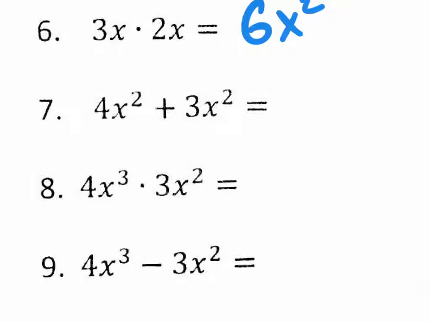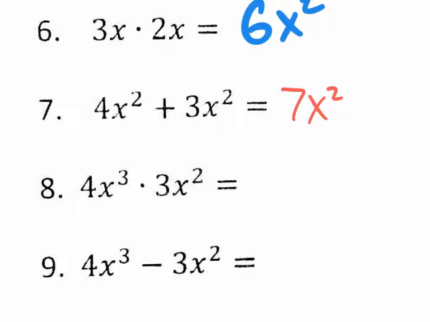So how about number 7? Am I multiplying? No, I'm adding. So I'm combining like terms. So what's my answer to number 7 going to be? 7x squared. That's right. Exponents do not change. Why did the exponents not change? Because you're adding. The only time exponents change is when you're multiplying, right? Remember, exponents come from multiplication.